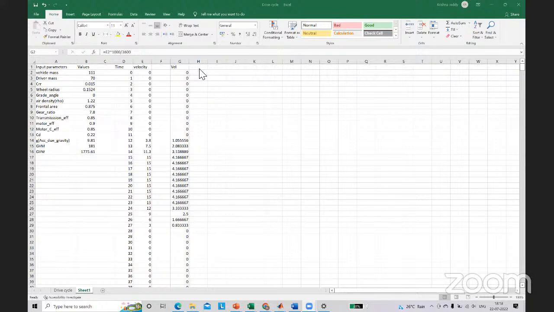With the velocity, first I will estimate wheel speed. So the wheel speed equation is V multiplied by 60 divided by 2 pi, that is 3.142, multiplied with RW, that is nothing but the wheel radius.